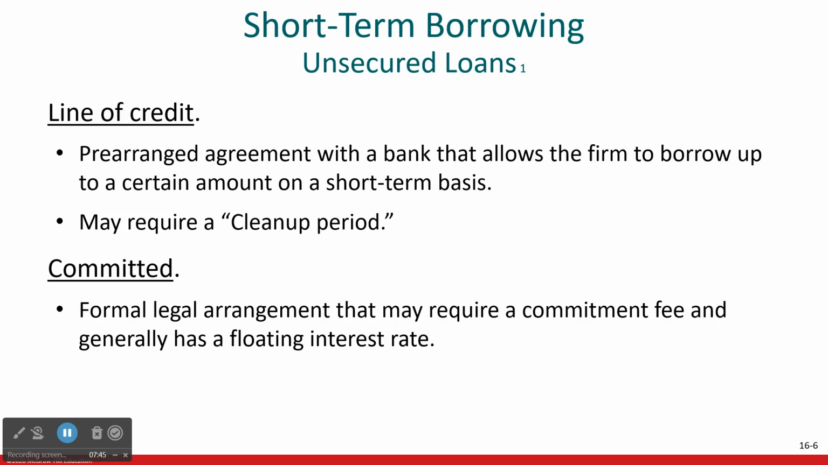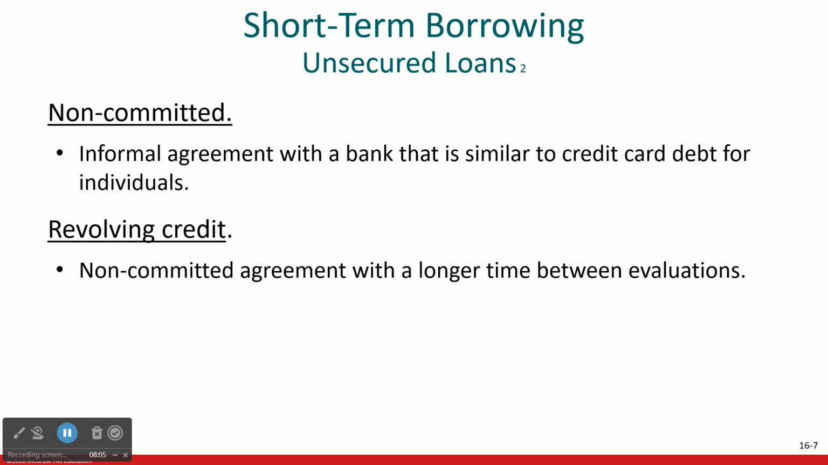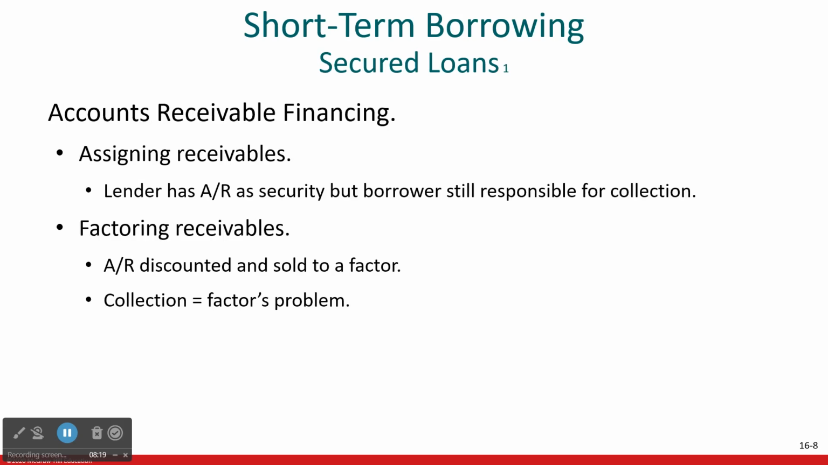Then we also see we have what we call the committed loan. And so this is where there may be some type of commitment fee and a floating interest rate. I'm never a big fan of floating interest rates because usually they float upward, but sometimes they do float downward. We're seeing that right now. We do have uncommitted, which would basically be a credit card. And then we also have revolving credit, which allows for a longer time than maybe like 30 days to pay.